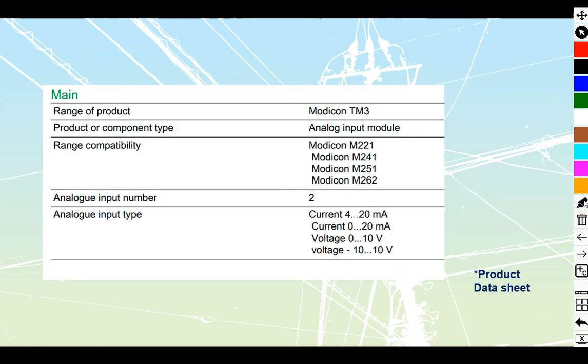Starting in the manufacturer's datasheet, we see that this specific module, the AI2, is going to be available to be used on the 221, 241, 251, or 262. In other words, across the entire Modicon brand, that is available here. We do see that as far as current goes, it can take either a 4 to 20 milliamp or a 0 to 20 milliamp signal in there.